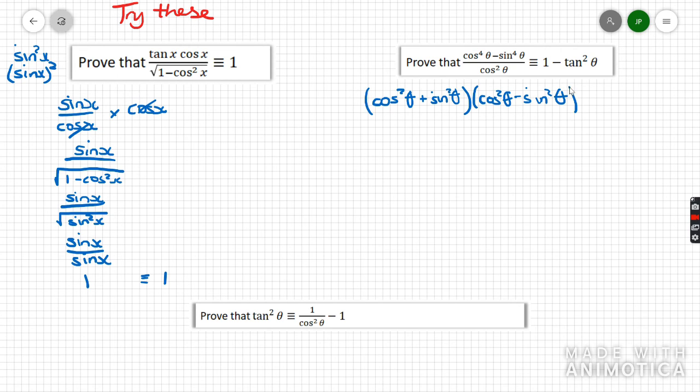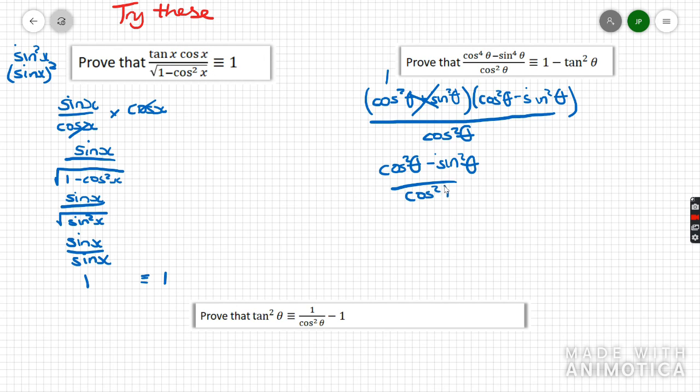Now noticing that bit is really, really important. If not, that's going to be quite difficult. So once we've got to here, we should then hopefully notice that cos squared plus sine squared is 1. That's a really important one to notice. So that will disappear as a 1 instead. So what I will have is cos squared theta minus sine squared theta over cos squared theta.